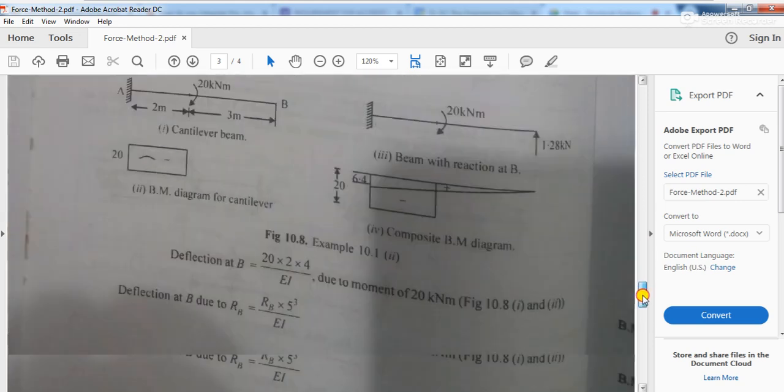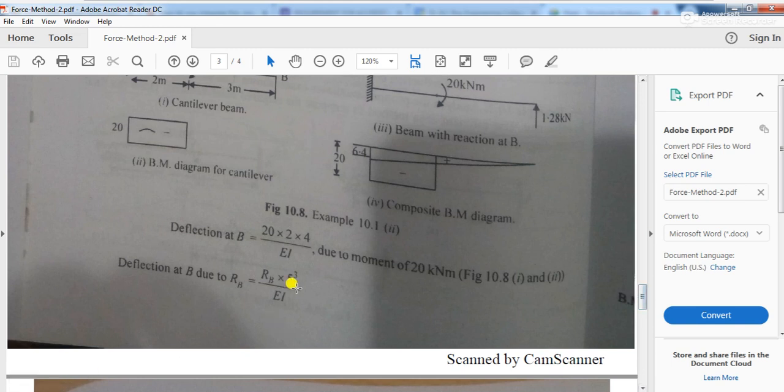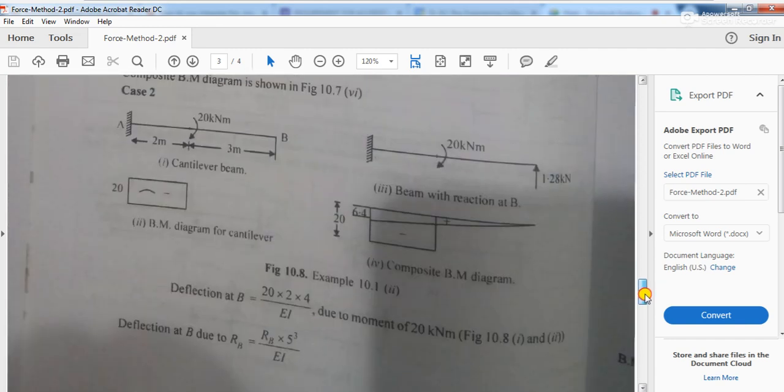So let's see here, let's come over here. So what will be the moment? You tell me. So it is going to be equal to how much? It is going to be equal to, follow, what will be the area? Area of the triangle. Tell me.